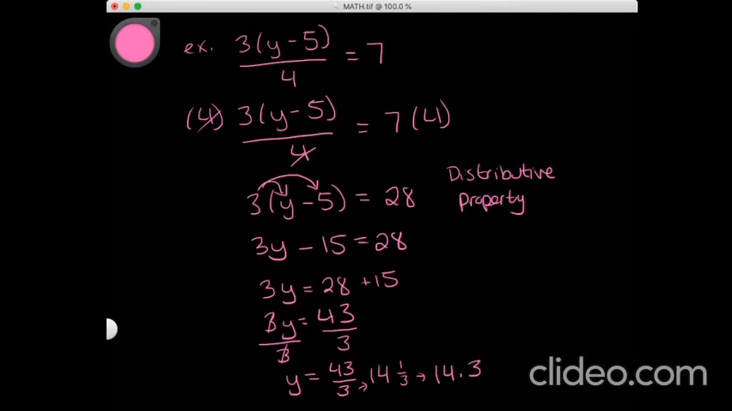So again, if we took this answer, probably what would be easiest is to take our decimal and plug it in. So if we plugged 14.3 in for y and solved, both sides of this equation should equal 7.